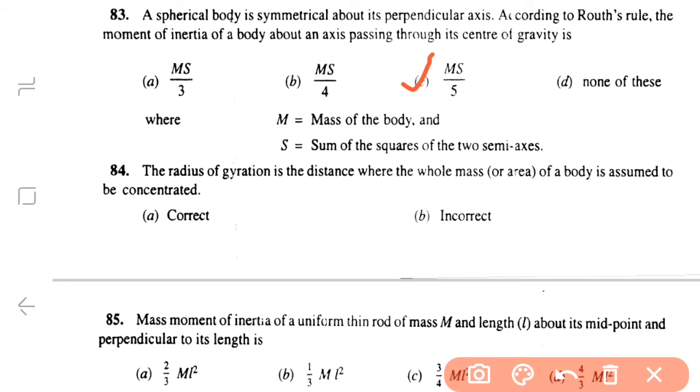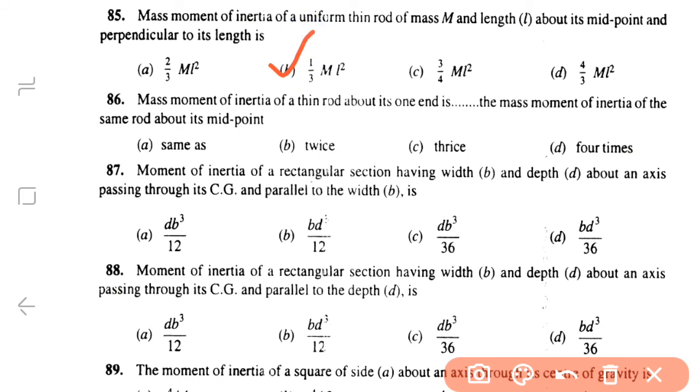Now next is 84. The radius of gyration is the distance where the whole mass or area of a body is assumed to be concentrated. Is it correct or incorrect? It is correct, that is option A. Next is question 85. Mass moment of inertia of a uniform thin rod of mass m and length l about its midpoint and perpendicular to its length is, here, friends, these are the options, and here the correct answer is option B, that is 1 upon 3 ml square.